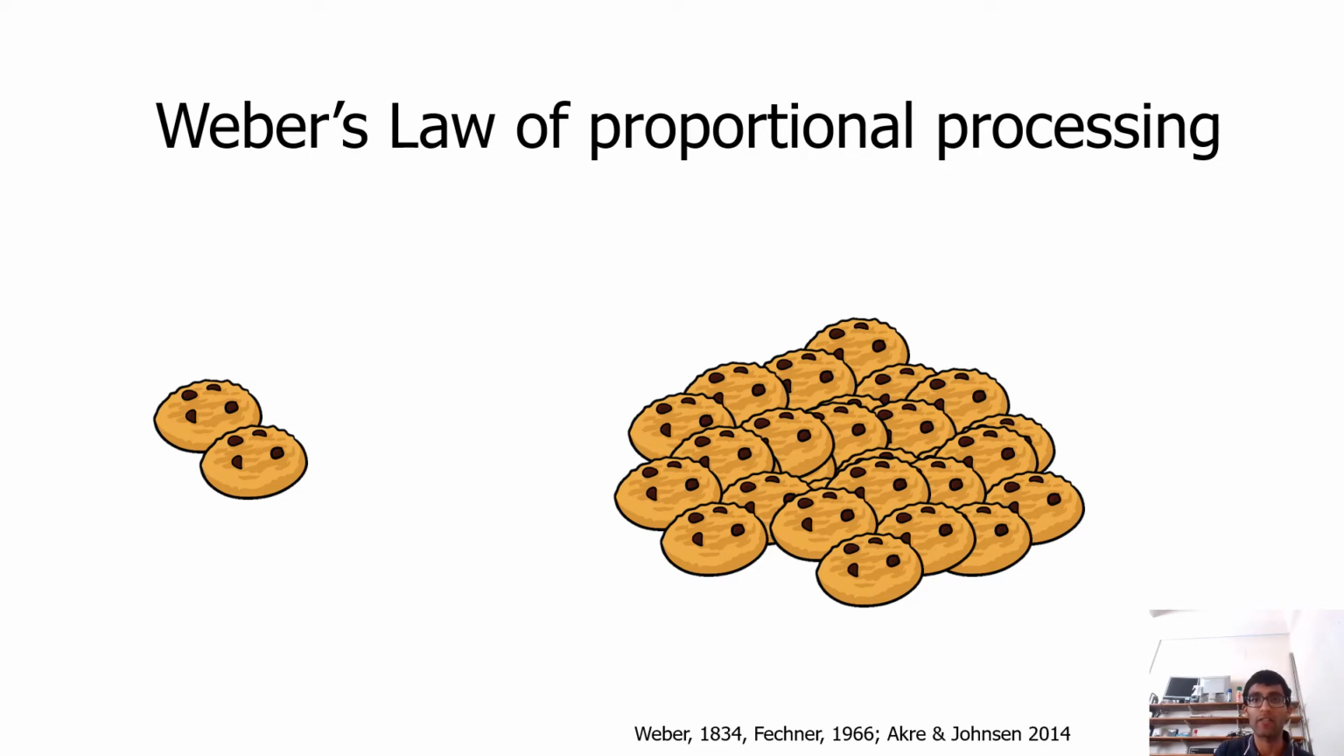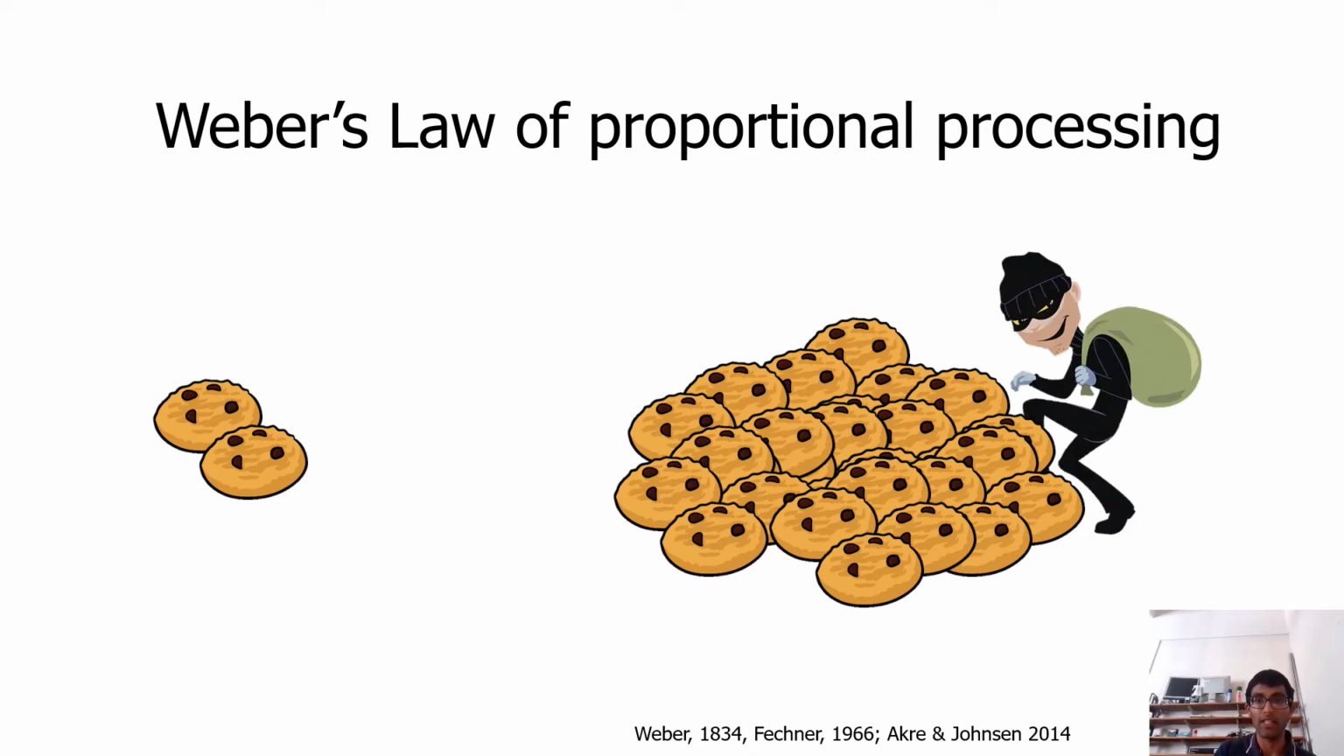However, an alternative is Weber's law of proportional processing, which I'll illustrate here with an example. Imagine that you wanted to steal a cookie from a plate of cookies without anyone noticing. You could either steal one from a plate of 2, as shown on the left, or a plate of many, as shown on the right. I hope you'll agree with me that you'd steal one from the plate of many cookies because this would be less noticeable. Now this is odd, because in either case the absolute change in the number of cookies would be the same. It would be 1 cookie.